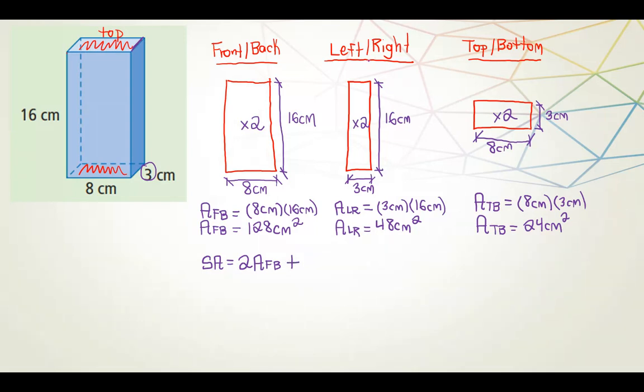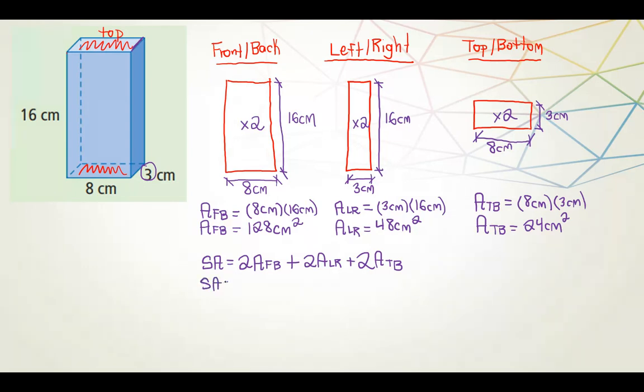Plus, we also have the left and right side. There's 2 of those faces. So we go 2 ALR plus, and we have the top and bottom distinct face. We have 2 of those. So you'd write down 2 ATB. So what you can see here is we have 6 faces. So we have 2 plus 2 plus 2. We have front and back, left and right, top and bottom. Now we can plug numbers into the equation and calculate this.